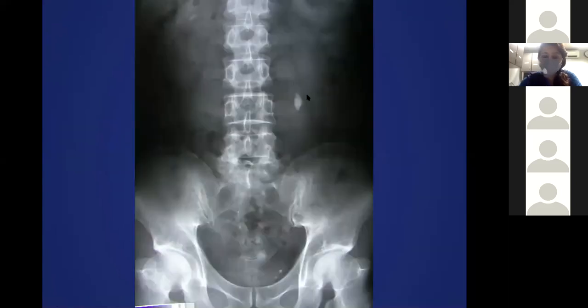This is another film showing a calculus. Here you can see this calculus is along the transverse process of the L4 lumbar vertebral body, so it is outside the shadow of the kidneys. This is the renal shadow. So possibly this calculus is within the ureter, as this is the landmark where the ureter crosses along the transverse processes of the vertebral bodies.